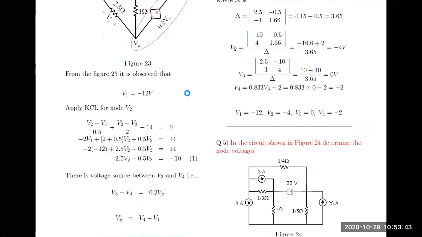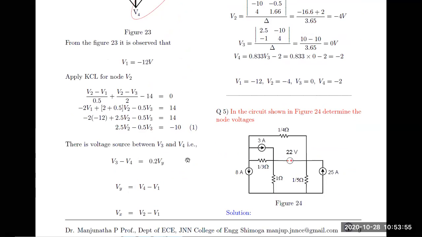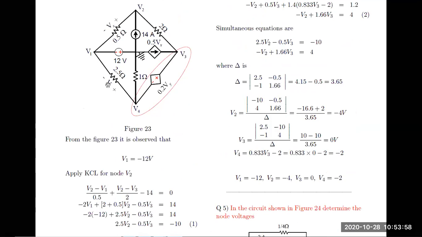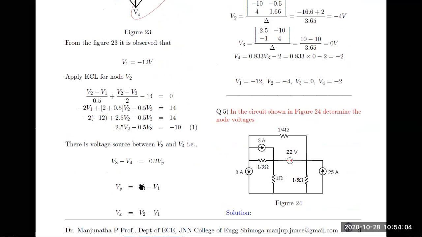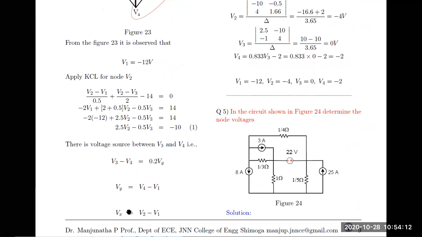V3 minus V4, how to write? Plus sign. Observe the plus sign. So first we write V3 minus V4, how much? It is 0.2 Vy. What about the Vy? Vy is written, plus and minus, it is V4 minus V1. Similarly, Vx is equal to V2 minus V1. We will make all these simplifications.